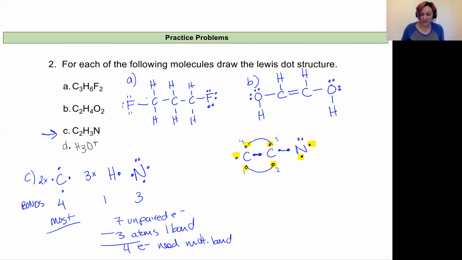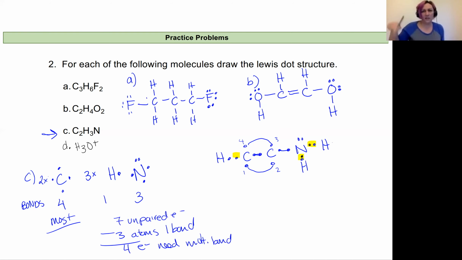Now that leaves me with only, look at that, 3, they're highlighted in yellow, 3 unpaired electrons. Now that's where my hydrogens can go because I've got 3 hydrogens. So let's place those. I just line them up. So 1 can bond to the carbon, 2 can bond to the nitrogen.